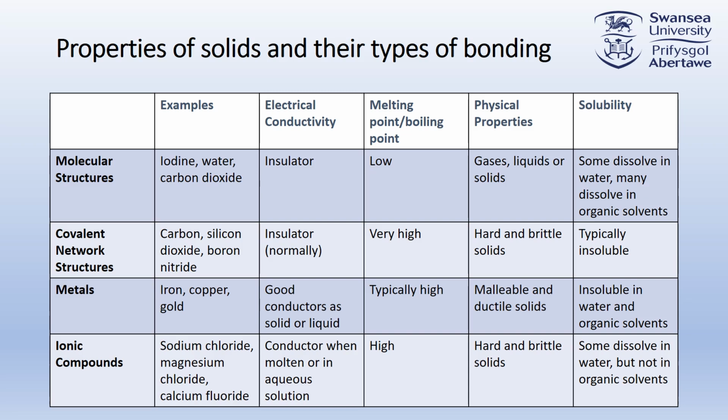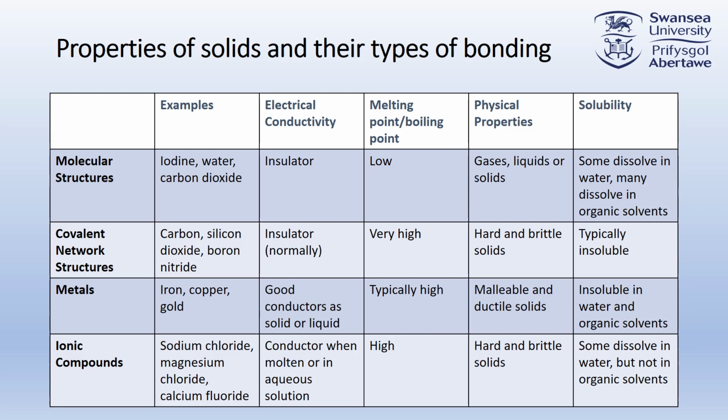Next down, we've got metals. So iron, copper, gold, for example. We know they're fantastic conductors, solids or liquids. Their melting points are typically high. They're malleable and ductile, meaning that you can hammer them into whatever shapes you want, into panels for your cars, etc. Or if you have a prang, you can bend it back out again. Or you can also draw it into wires. So it's very, very malleable and ductile, basically. They're insoluble in water and insoluble in organic solvents.